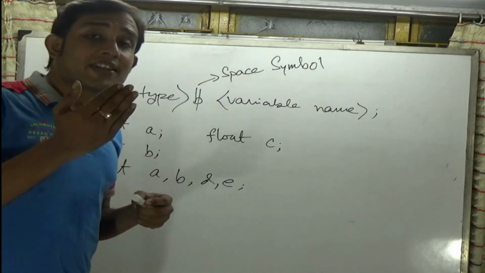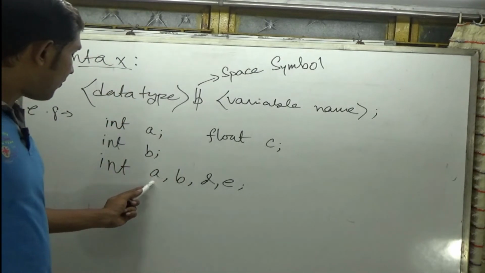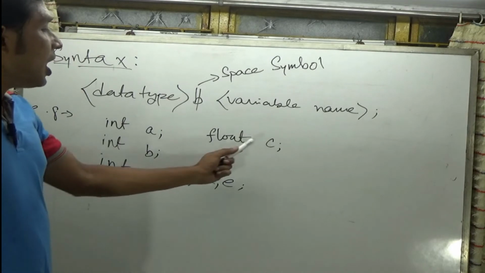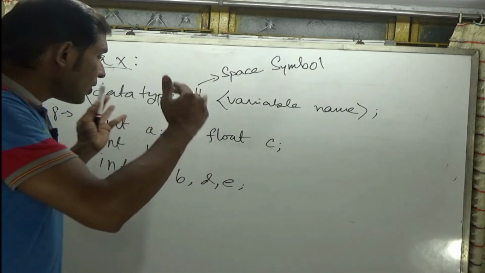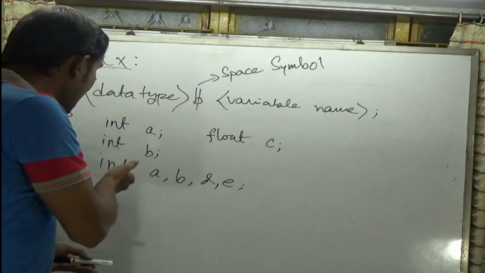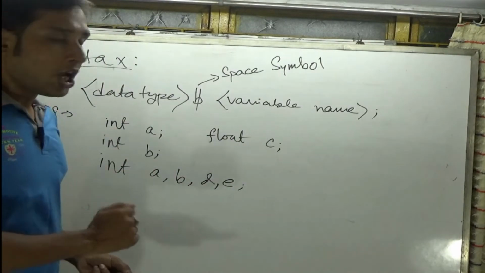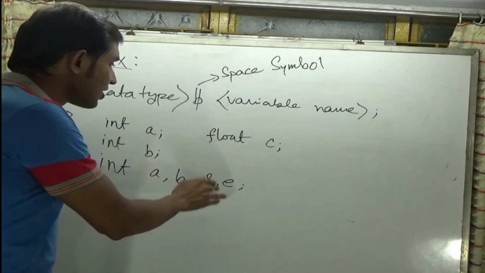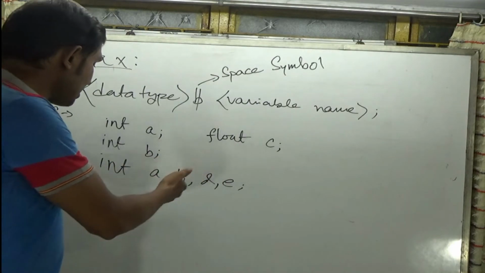But if the data type is different, suppose here the data type of a is integer and c is float, so we can never declare c and int in the same line. We must declare them in different statements, as I have done on this board.